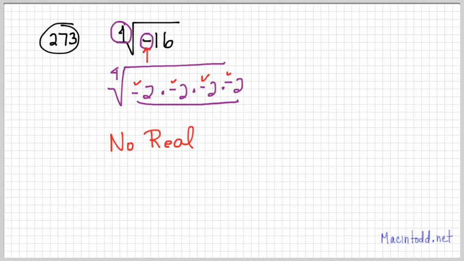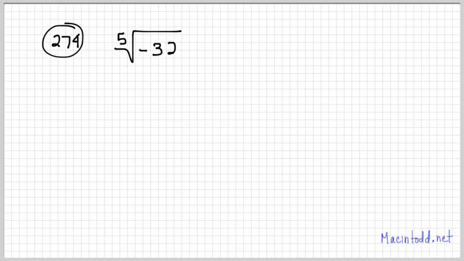And in fact, when this index is even, you cannot do the root of a negative. So even indexes have to have positive radicands, otherwise they are not possible. Let's look at 274. You'll see a difference in this one. This one's an odd index of a negative number, and that's okay.